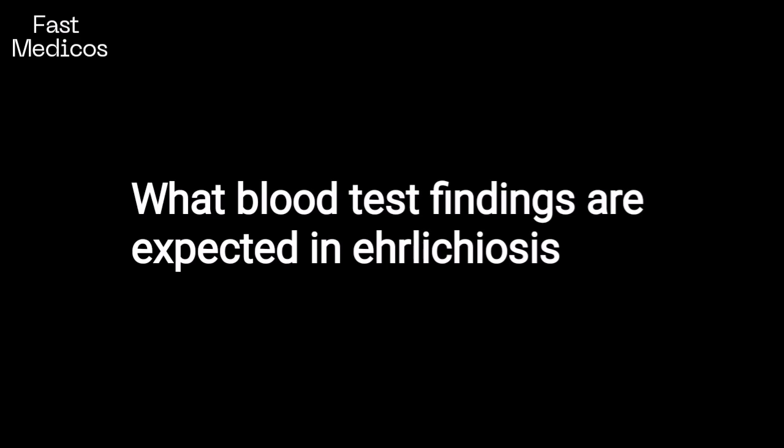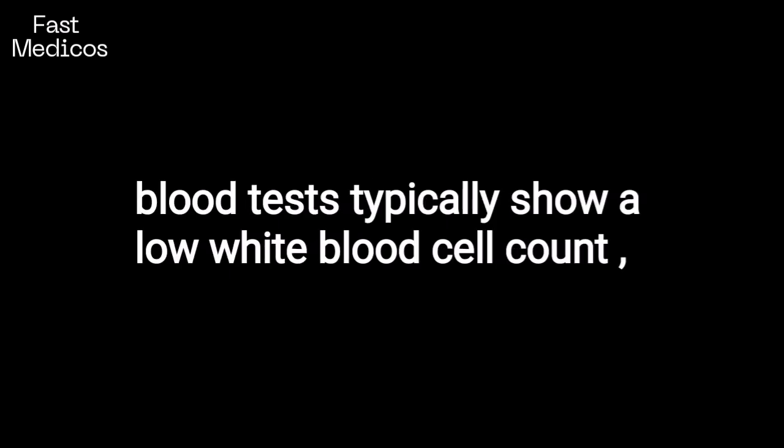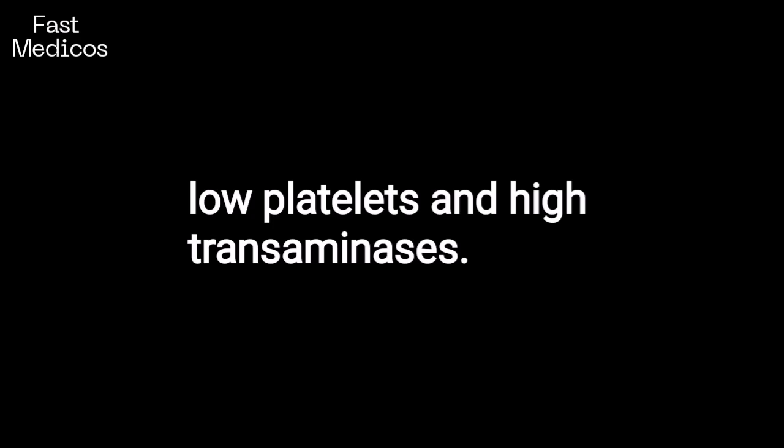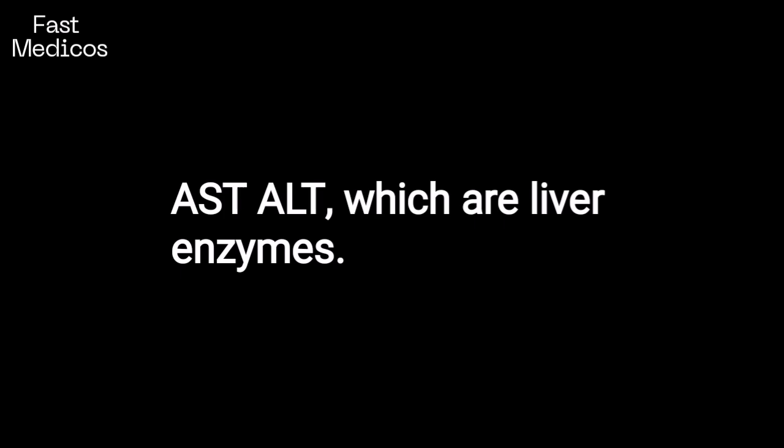95. What blood test findings are expected in ehrlichiosis and anaplasmosis? In ehrlichiosis and anaplasmosis, blood tests typically show a low white blood cell count, WBC, low platelets, and high transaminases, AST, ALT, which are liver enzymes.